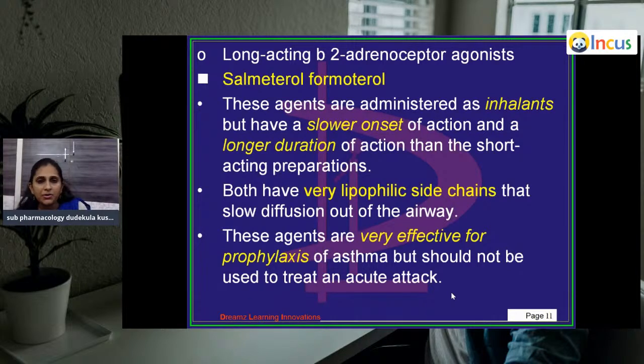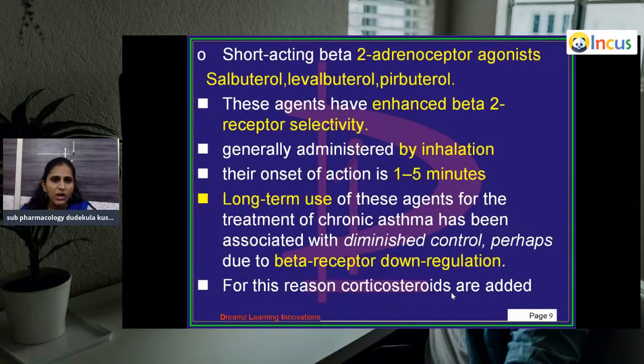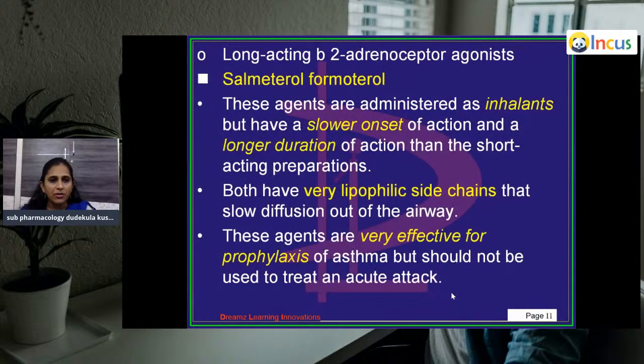Now, the long-acting beta 2 adrenoreceptor agonists. What are the short-acting beta 2 agonists? I repeat once again: salbutamol, levosalbutamol, and pirbuterol. Now, long-acting ones are salmeterol and formoterol, don't forget. These are also inhalants, used by inhalation. They have a slow onset of action and longer duration.